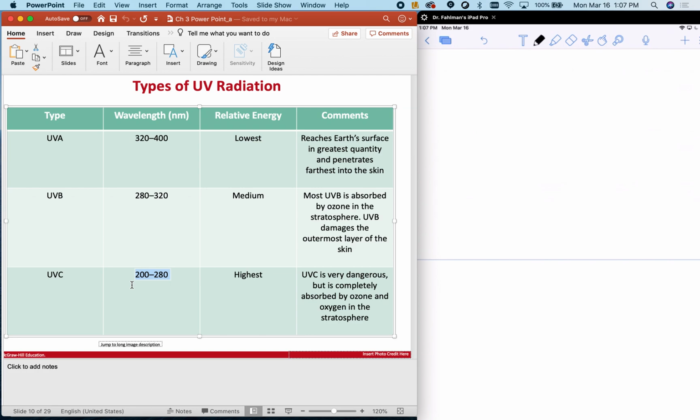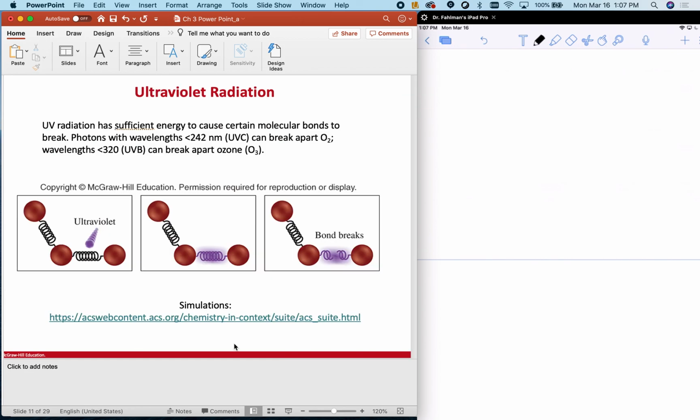Okay, so UVC is so energetic, it's actually absorbed by oxygen in the atmosphere, and we're going to talk about those reactions here today, really. So UV radiation then has sufficient energy to cause certain bonds to break. And so remember the difference between oxygen and ozone.